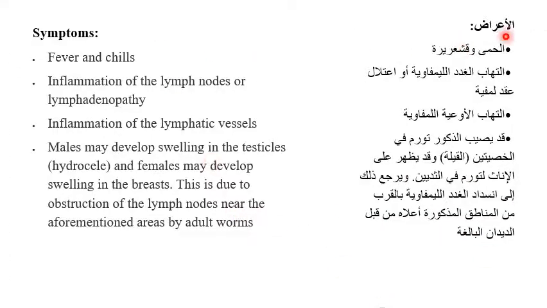Symptoms: fever and chills, inflammation of the lymph nodes or lymphadenopathy, inflammation of lymphatic vessels. Males may develop swelling in the testicles, hydrocele, and females may develop swelling in the breast. This is due to the obstruction of the lymph nodes near the aforementioned areas by adult worms.